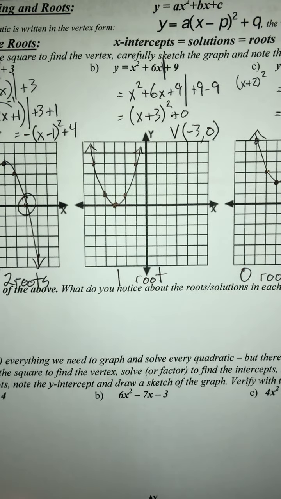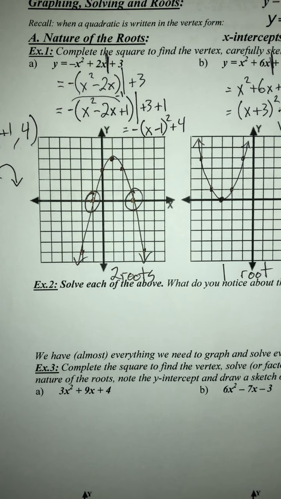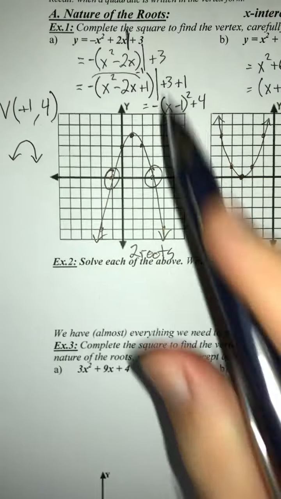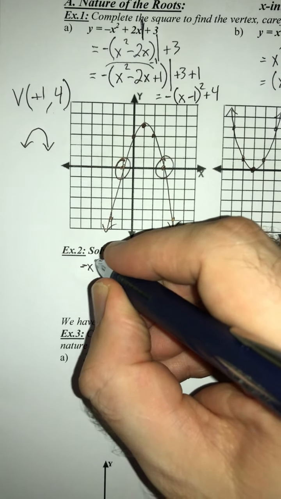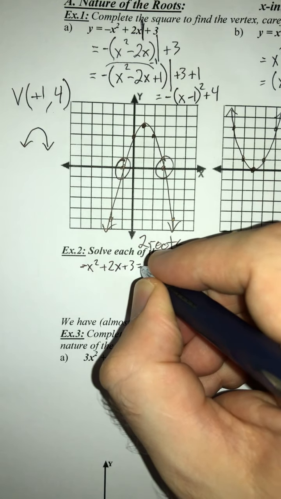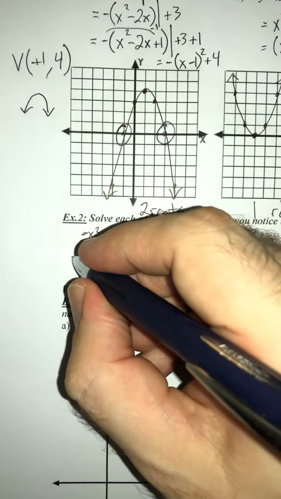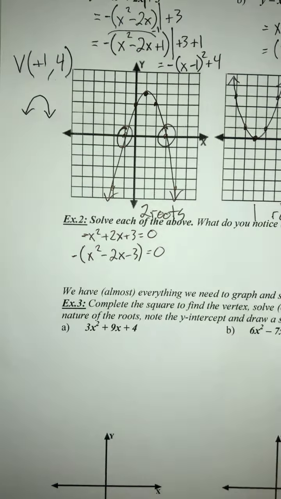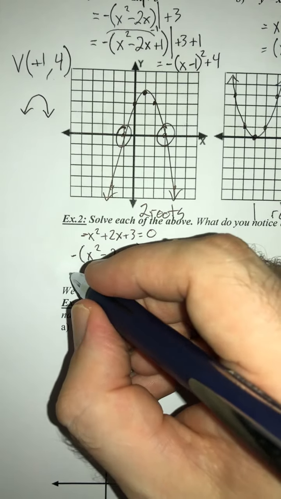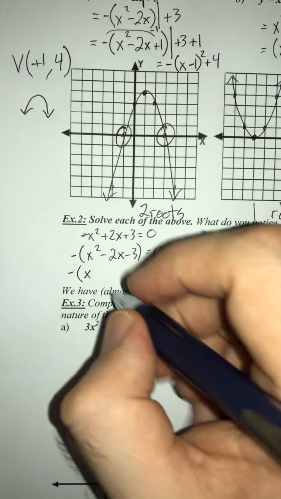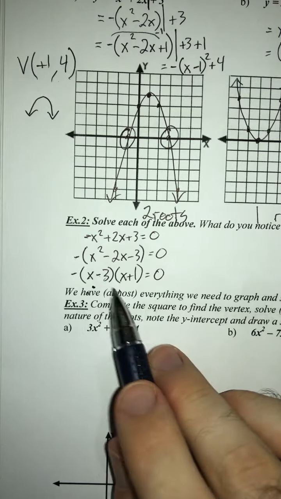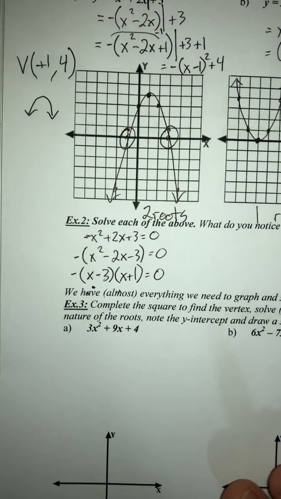So if you were to solve for each of these ones, as in just using algebra and solving this. So if I got this one, let's set this equal to 0. So negative x squared plus 2x plus 3 equals 0, and solve it. So factor out a negative, I get x squared minus 2x minus 3 equals 0. I can factor this normally, get negative, x minus 3, x plus 1 equals 0. So notice from this we'd get 2 solutions, because I've got 2 sets of brackets.